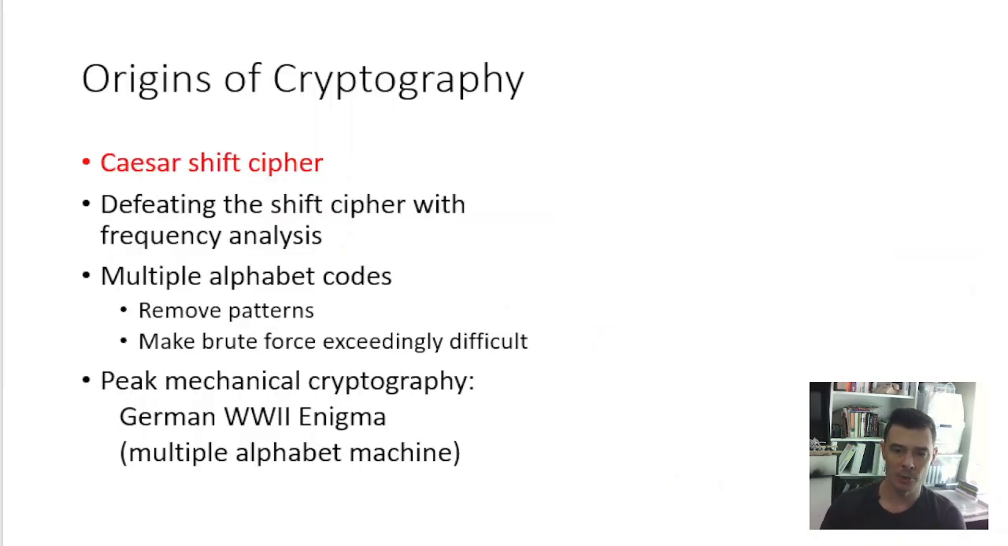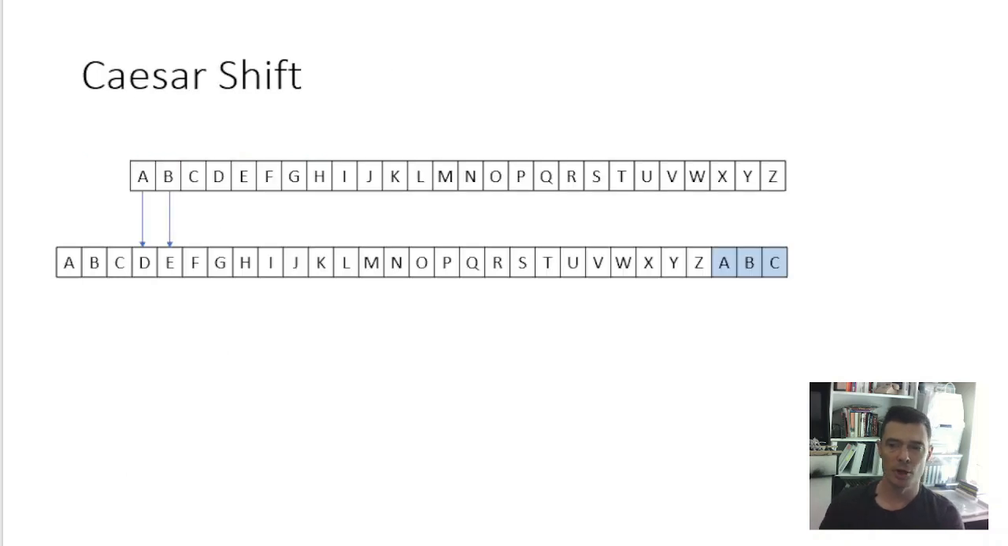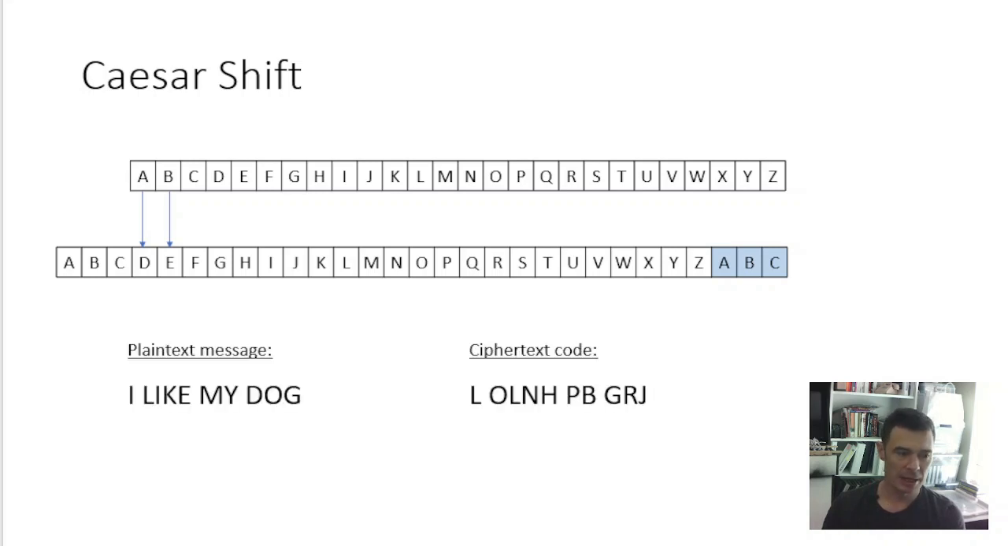Okay, we're going to start with the first known code, and this is the Caesar shift. It's as easy as taking the alphabet and just sliding it a little bit to the left. So here we've slid it 3 spaces to the left. It's shifted 3 to the left. So every letter here in the ciphertext, every letter in this code, is going to be 3 over from the plain text. So this L here equals this I.